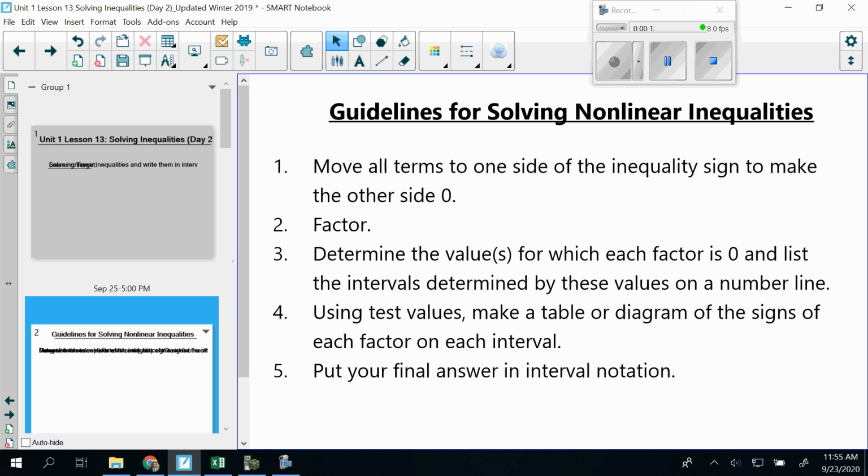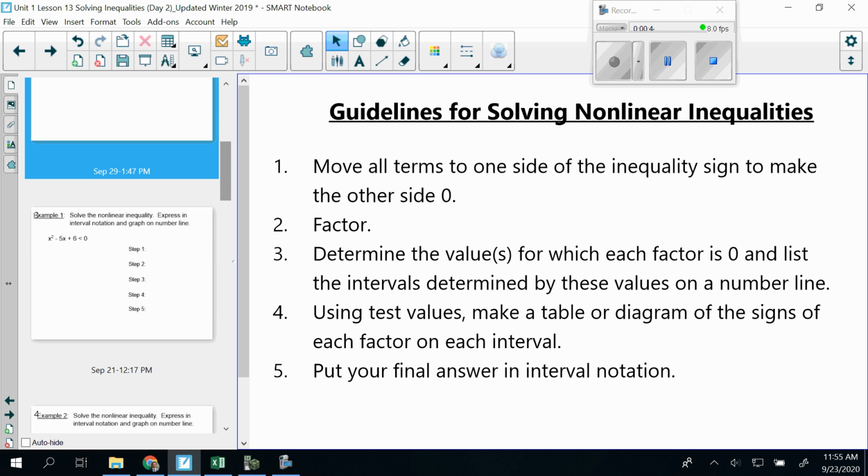Guidelines for doing this: we want to move all the terms to one side to make it comparable to 0. There's going to be some factoring involved most likely. We want to determine the values for which each factor is 0 and put them on a number line, and then we're going to have to test values in between to see if each interval is positive or negative, and then answer the final inequality in interval notation. All right, so let's use these guidelines now on some examples.